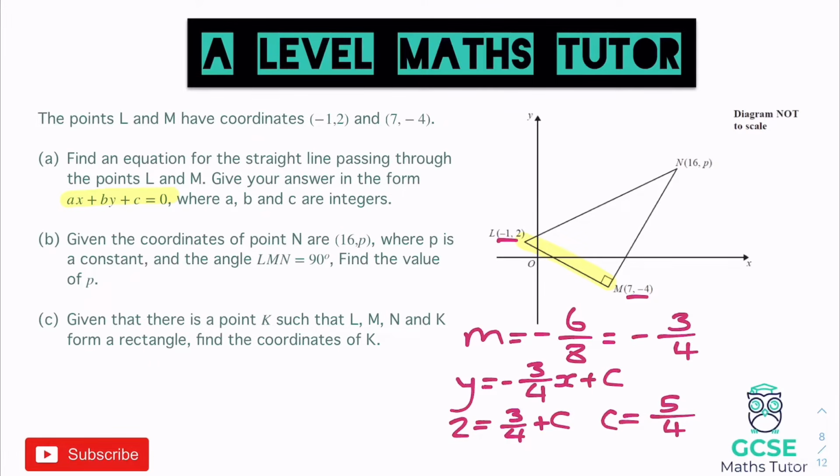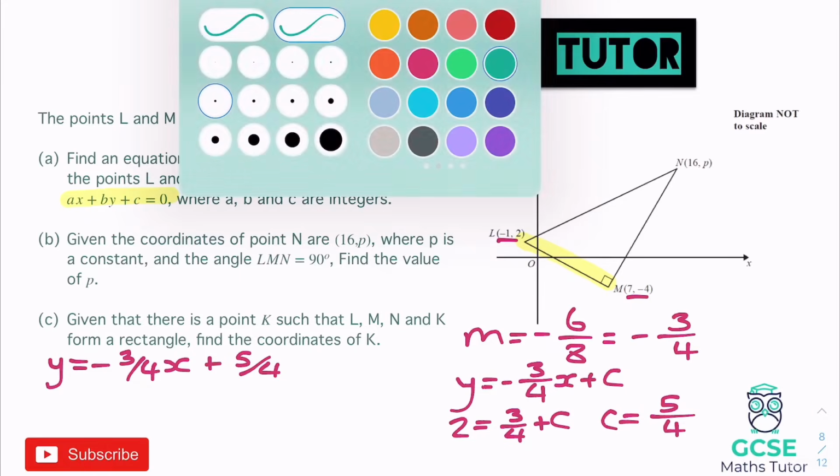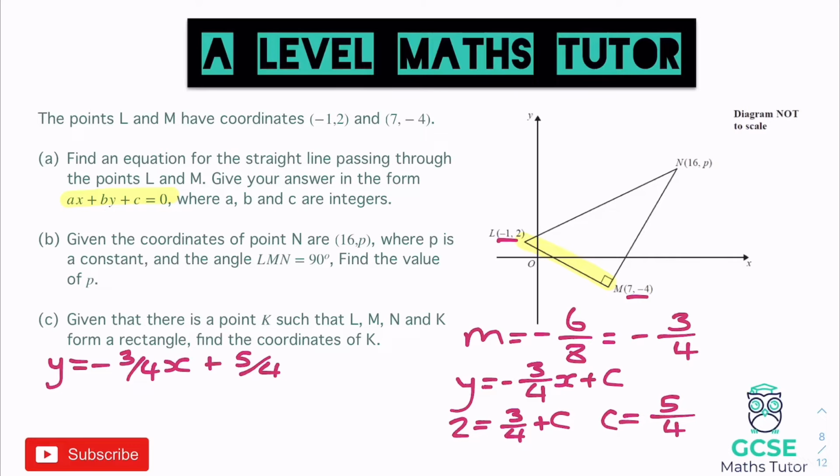Now if we put all those pieces into place, our gradient was -3/4, so y = -3/4 x plus our c value there, which is 5/4. There we go. Now we've got a denominator of 4 there, so in order to have integers in front of all the pieces, we're going to multiply by 4. So if we times everything by 4, we get 4y = -3x + 5. And then we've just got one more step. We just need to move everything to the left so that it equals 0, and stick the x piece at the front. So if we do that, we get 3x + 4y - 5 = 0.